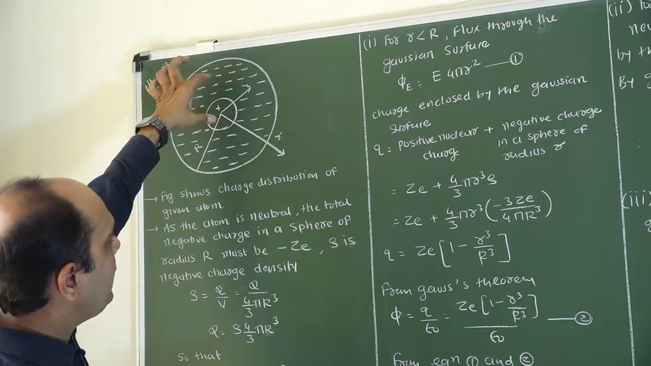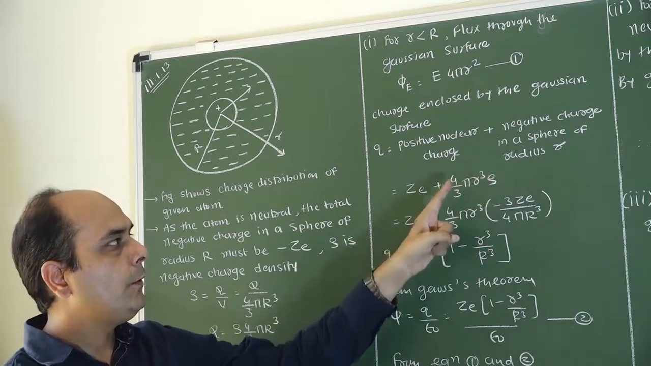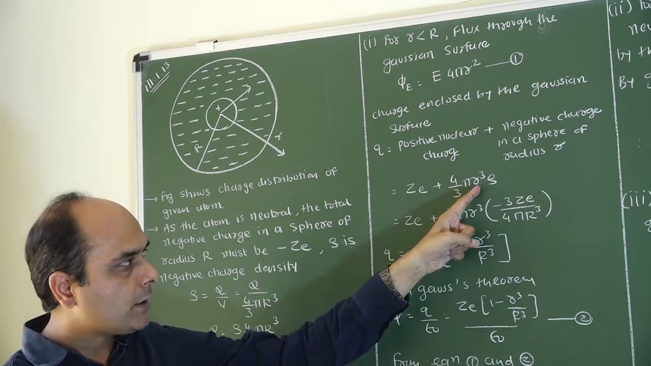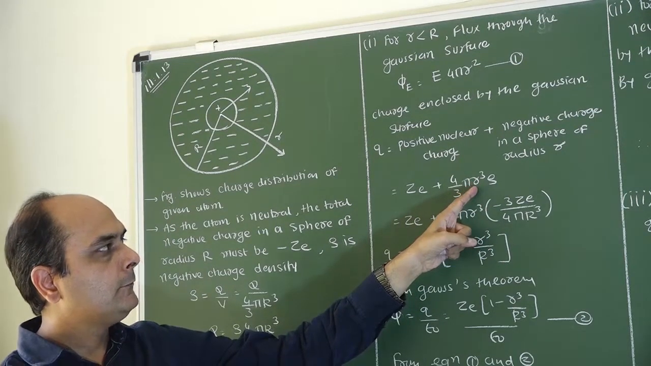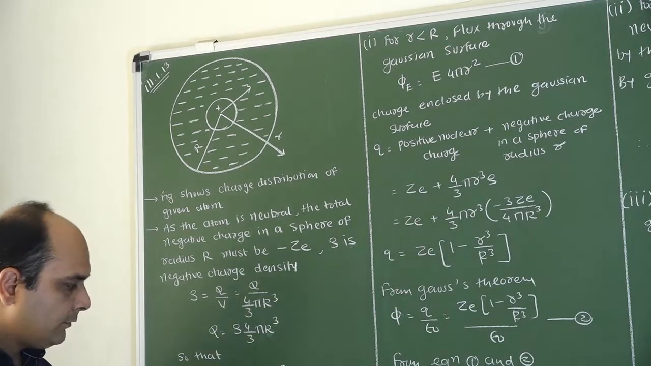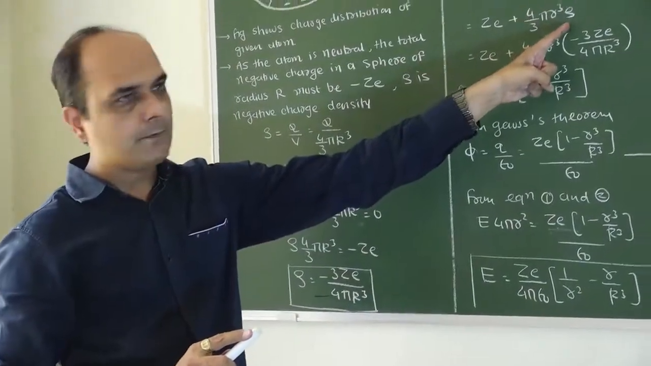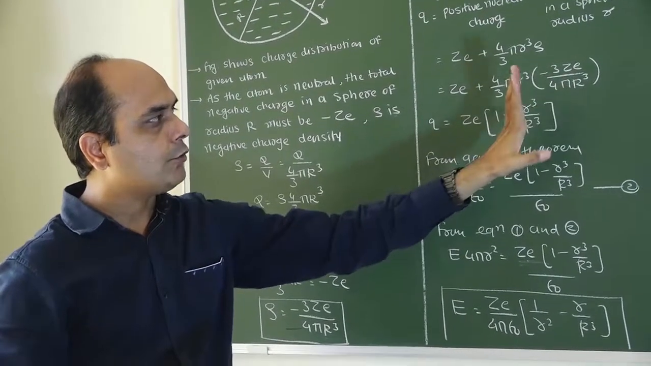Again, within the sphere, it is our Gaussian surface. That negative charge is equal to 4 by 3 pi small r cube into rho, because now the radius is changed to small r. Now students, please substitute the value of rho from this equation into this equation. Now that value is minus 3 Ze by 4 pi R cube.